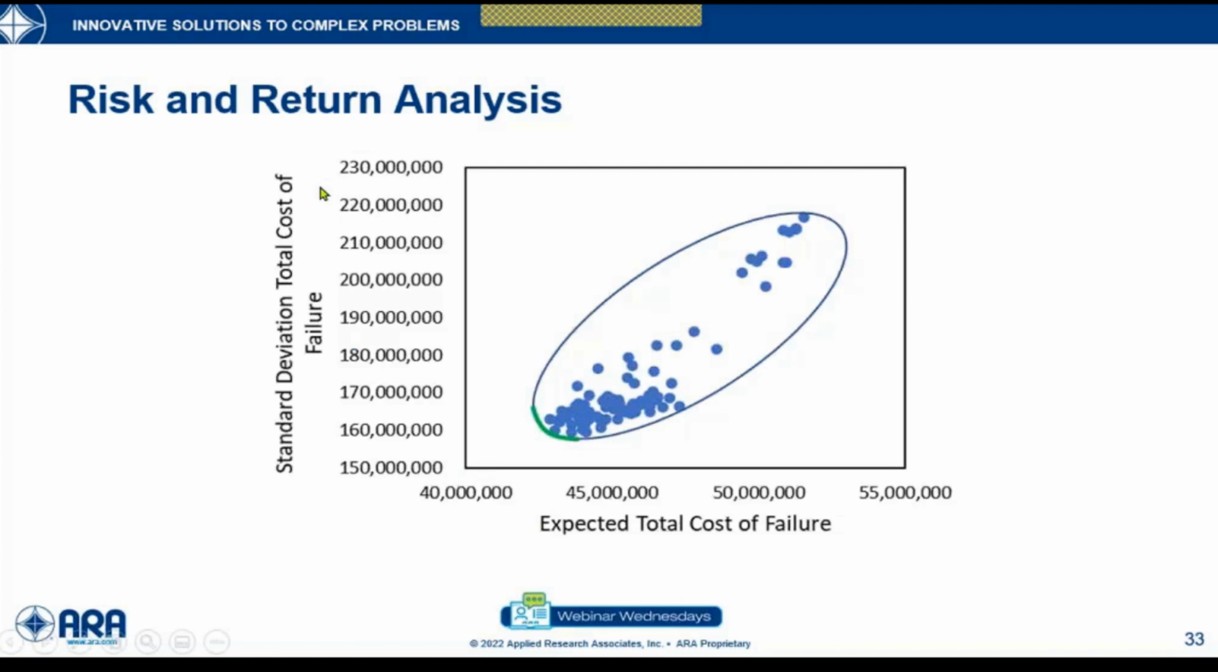And the standard deviation relates to the uncertainty in the total cost. You want to reduce that standard deviation in the total cost of failure. You want to make sure that if I'm going to accept a given level of probability of failure, I should minimize that. So here the efficient frontier is actually in that lower corner.